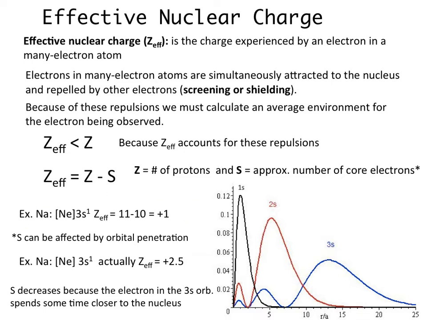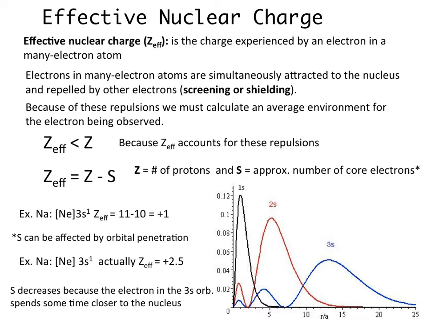So how would we calculate the effective nuclear charge for sodium? We know that sodium has 11 protons because its atomic number is 11. We know that it has one valence electron, so the number of electrons and protons needs to be equal in a neutral element. So we know that 10 of those electrons are core electrons, so that's why we have our S value as 10. We subtract these two, and our effective nuclear charge is therefore plus 1 for sodium.